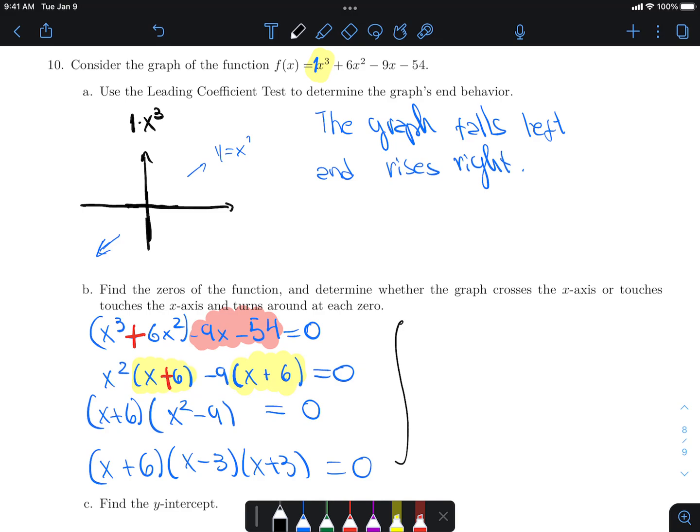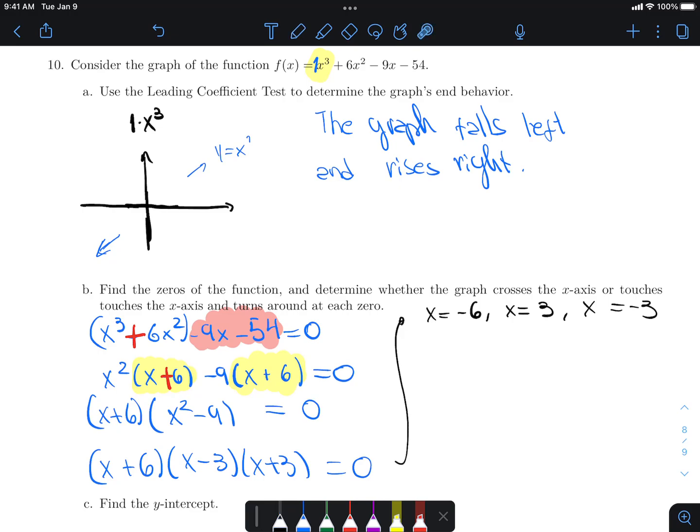So I have 3 zeros. x equals -6, x equals +3, and x equals -3. So these are the 3 points where the graph crosses the x-axis. These are 3 x-intercepts, or 3 zeros. We have to decide whether the graph touches and turns at the x-axis or it just crosses the x-axis, and that's compared to the multiplicity.